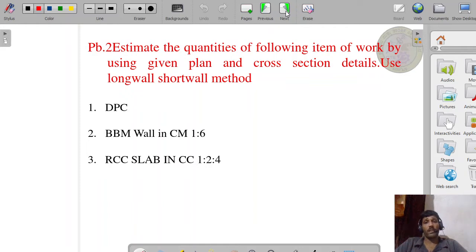Now today we will solve a simple problem with some items, say 3 to 4 items, it may be around 3 items: damp-proof course, BBM wall in CM 1:6, and RCC slab in CC 1:2:4. These 3 items we will discuss in today's class.